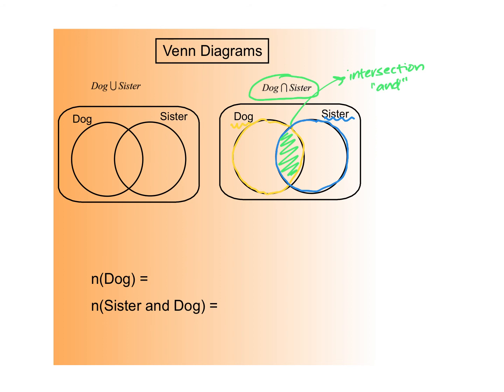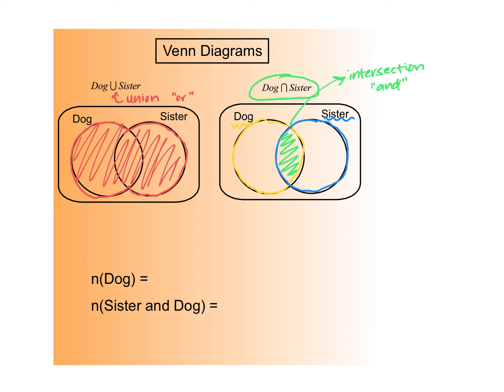The other symbol, the U, this is called the union. This represents the or. We want to know the people who have a dog or a sister. So we don't care, they could have just a dog, they could have just a sister, they could have both. One of those two characteristics has to be true. So this would be represented by all of the items inside of these circles. Right?